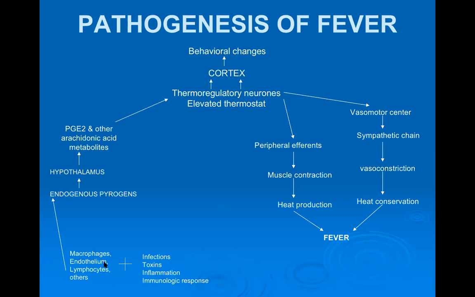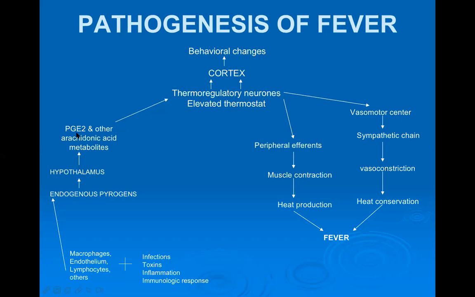Endothelium is not directly associated, but after the activation of endothelium, the platelets would come into the picture, and platelets would release some of the activating factor, and they are also a type of cytokines. So all these things are happening inside the body. Now what will happen? Different cytokines would be released. These cytokines are known as endogenous pyrogen. They act on the hypothalamus, and hypothalamus is the center which regulates our body temperature.